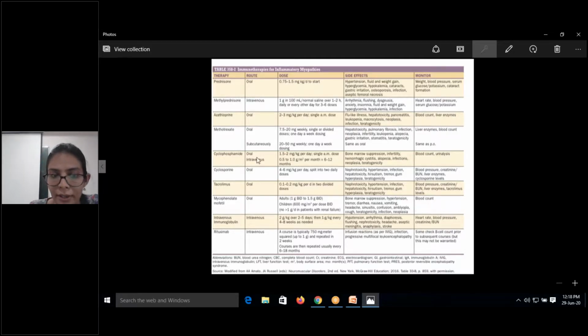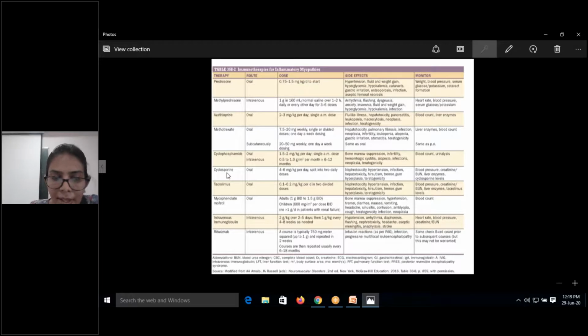The next one is cyclophosphamide, which you can give orally or intravenously. The oral dose is 1.5 to 2 milligram per kg, or 0.5 to 1 gram per meter square per month in injectable form. The usual side effect is bone marrow suppression, so you watch blood counts and urine analysis. Hemorrhagic cystitis is one of the important things which can happen with cyclophosphamide. To treat hemorrhagic cystitis, you give Mesna.